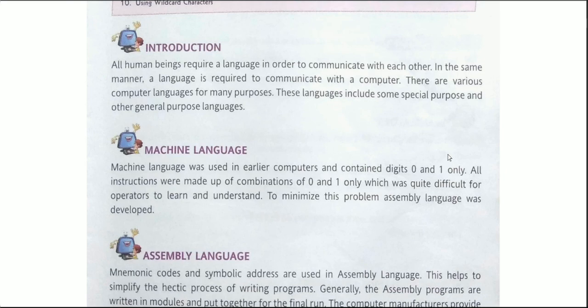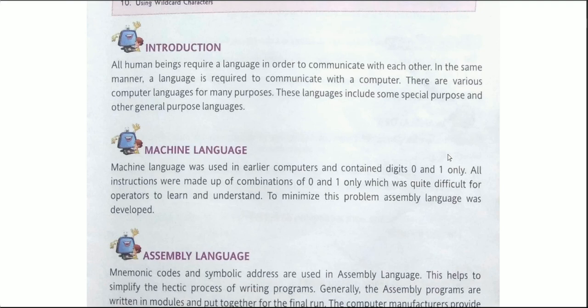So over there, we are speaking about some earlier computers. Those earlier computers understood only this machine language, that is zeros and ones. So all the instructions were made up of combinations of zeros and ones only, which was quite difficult for the operator to learn and understand. You can assume, can you write any single line with the help of zeros and ones? Can you mix and merge the zeros and ones such that they make any sense? I don't think so. So at that time the programmers were facing several difficulties.